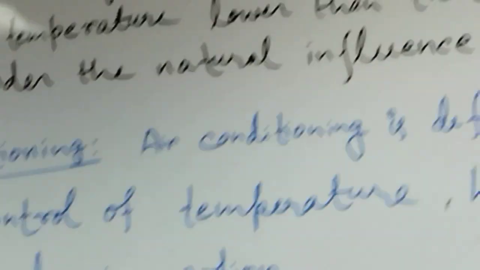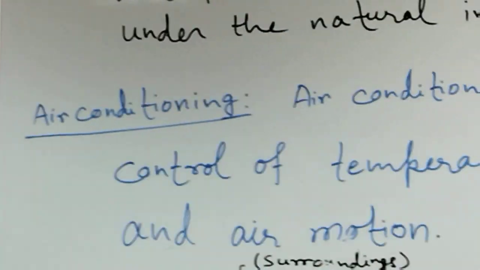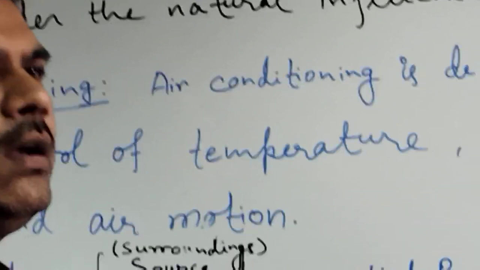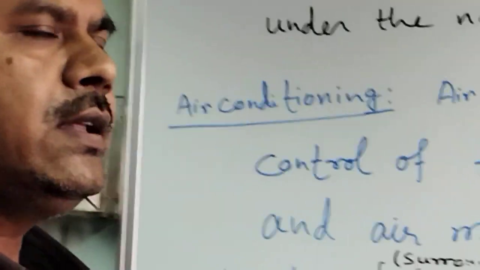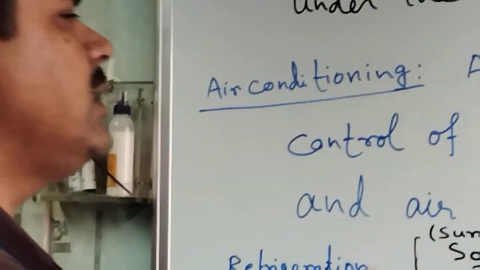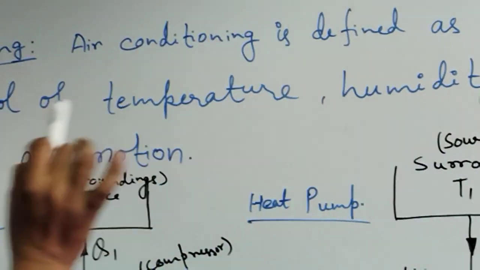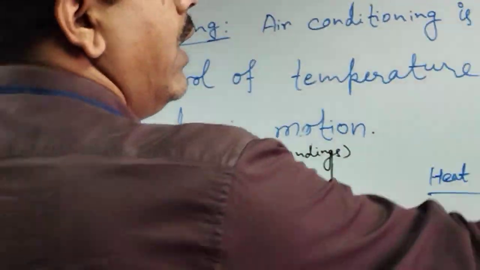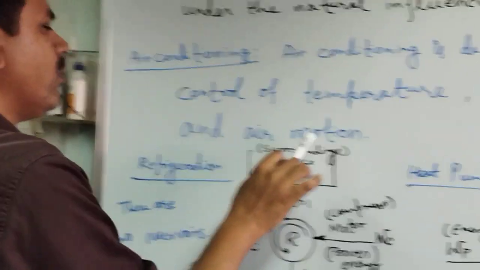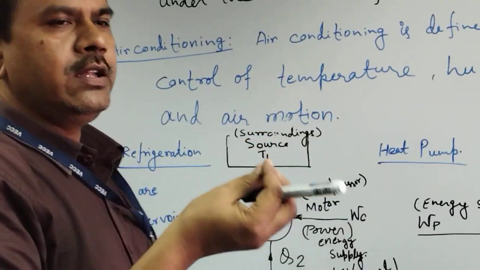Now we go to air conditioning. What is air conditioning? Air conditioning is necessary all over the world. As a definition, air conditioning is defined as the simultaneous control of temperature, humidity, cleanliness and air motion, as well as when the air is required.